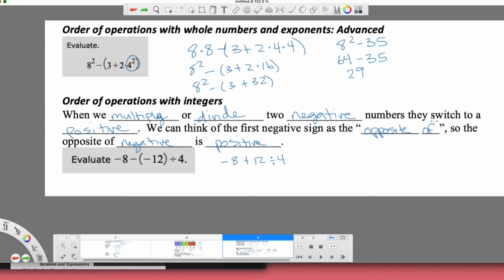All right, so now we're going to do PEMDAS. I don't have parentheses, I don't have exponents, but I do have a division. So I'm going to go ahead and divide here. So I get 3, 12 divided by 4 is 3, and then negative 8 plus 3 is negative 5. When you're doing integers, make sure you're paying attention to that idea of negatives and positives.